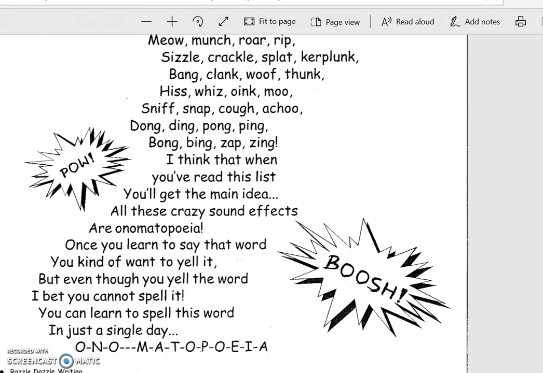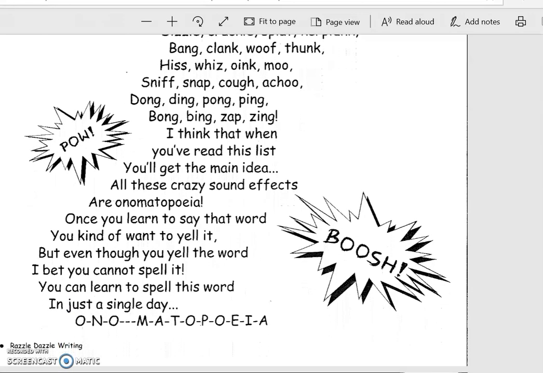I think that when you've read this list, you'll get the main idea. All these crazy sound effects are onomatopoeia. Once you learn to say that word, you kind of want to yell it. But even though you yell the word, I bet you cannot spell it. You can learn to spell this word in just a single day. Onomatopoeia. I hope you enjoyed that.